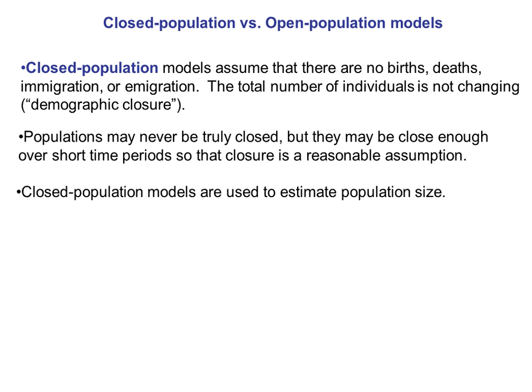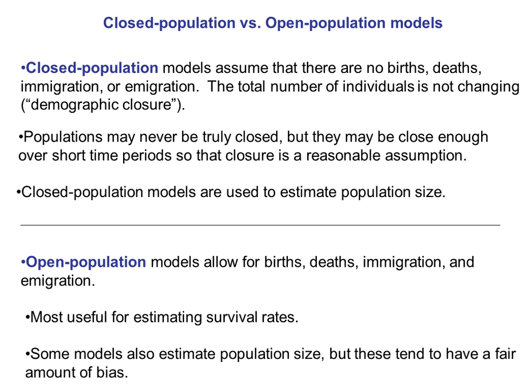If you're studying a very specific area, for example, where you know there's a population that moves in a particular valley, that might be an example. Closed population models are used to estimate population size. An open population model allows for births, deaths, immigration, and emigration. It's most useful for estimating survival rates. Some models also estimate population size, but these tend to have a fair amount of bias.